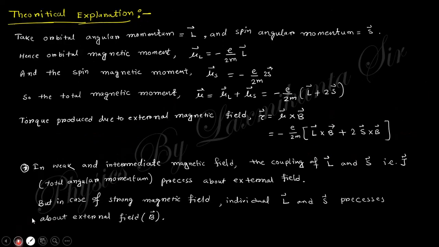Now comes the theoretical explanation of why this Zeeman effect arises, and which material gives you the normal Zeeman effect, which material gives you the anomalous Zeeman effect. The main thing is that when the spin is 0, this is the normal Zeeman effect. When spin is not equal to 0, you will get the anomalous Zeeman effect. Now comes the theoretical part.